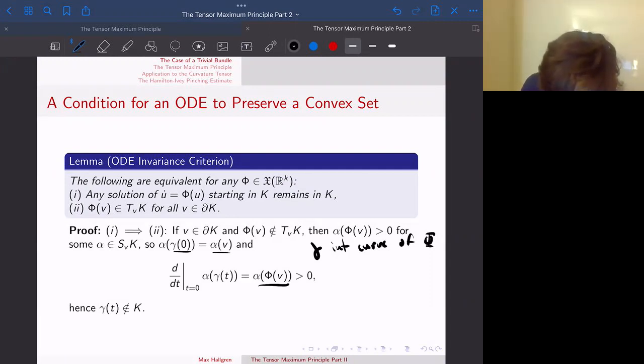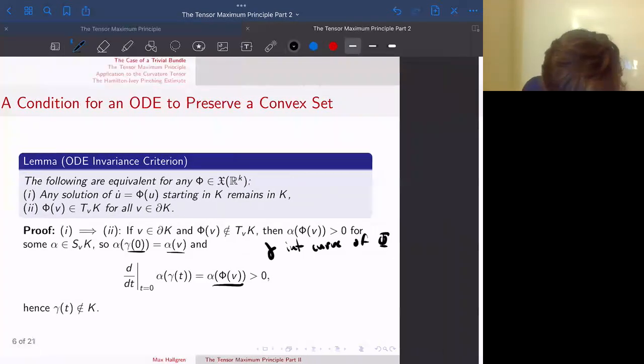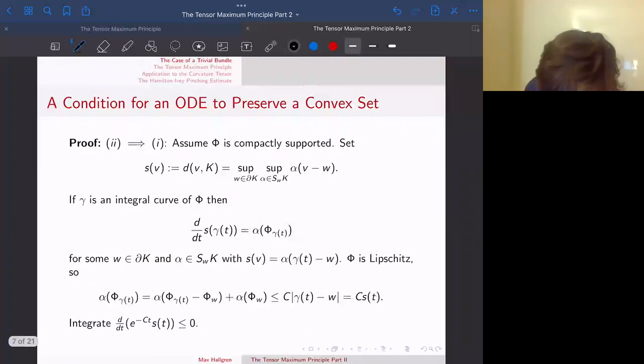Because remember, the support function achieves its maximum on the convex set at V. So if there's a point where alpha is greater than its value at alpha of V, then it can't be in our convex set. Okay, so we've shown 1 implies 2. And so now for the converse. This is going to be a kind of function that comes up a lot today. Hopefully you'll be bored of it by the end.